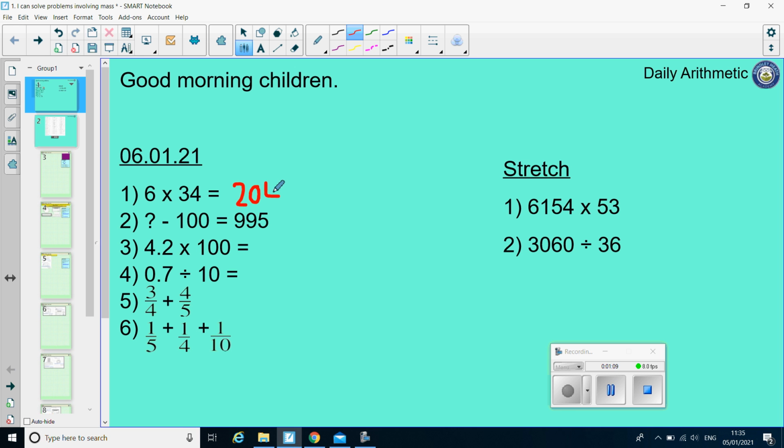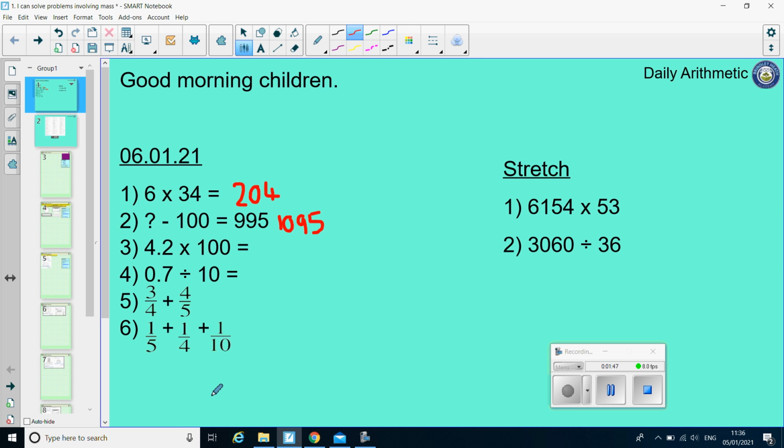For question number 2, we've got something take away 100 gives us the answer 995. So the answer to that question is 1095. Now the most common mistake that I think children would have made with that question is maybe you'd done 995 take away 100, but that's not what the question's asking. It's saying you've got a number and then you take away 100 from it, gives you 995. So what you need to find is 100 more than 995.